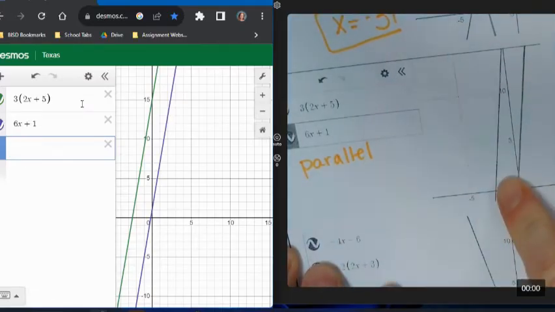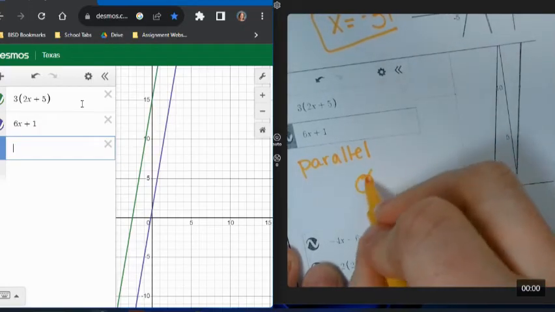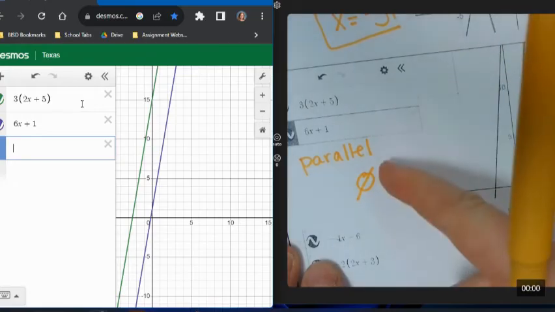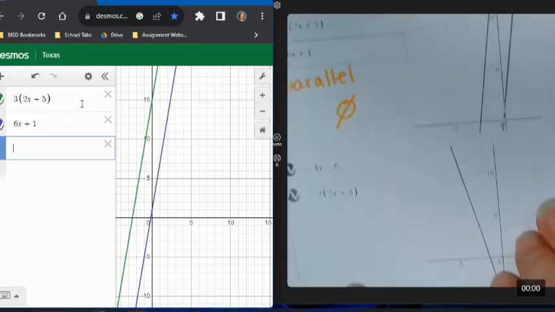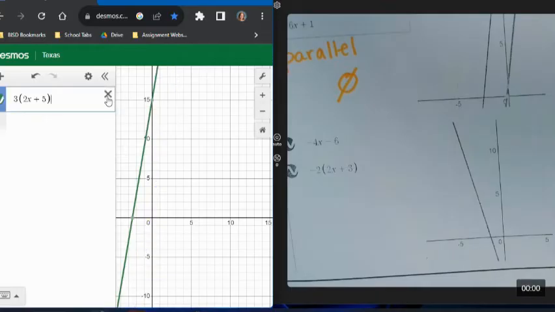So if they're parallel, they don't have an intersection, then there's no answer because they never intersect. There's no x value. So that means that this is a no solution problem. So this happens whenever your 2 lines never intersect. It's no solution. Okay, the next one, go ahead and close these 2 out.